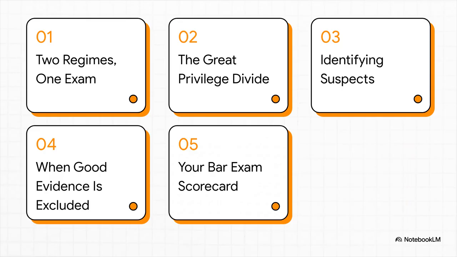All right, here's how we're going to break this down. First, we'll set the scene. The two different legal worlds you're dealing with. Then, we're jumping straight into the big battlegrounds, privilege and ID evidence. After that, we'll look at a really tricky area, when good evidence gets thrown out. And we'll wrap it all up with a super useful scorecard, perfect for your final study notes.